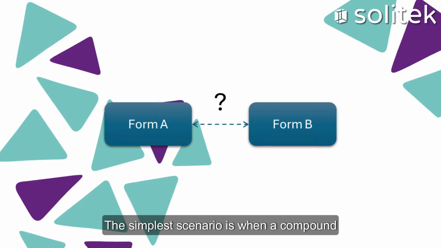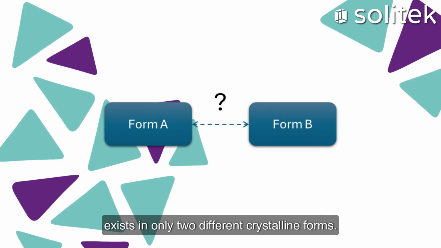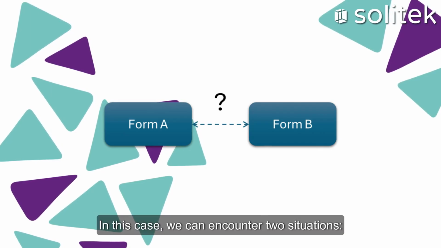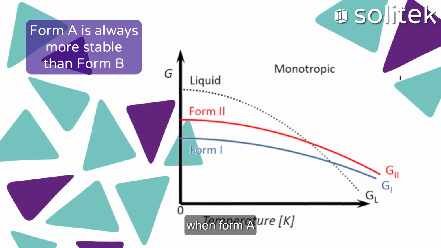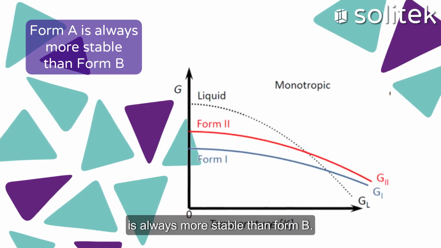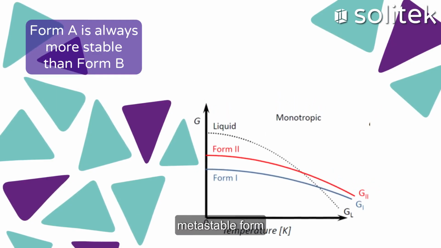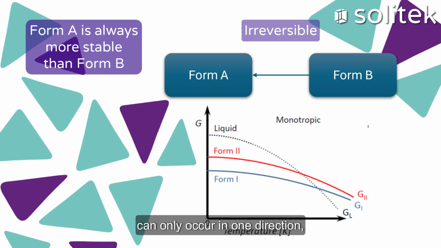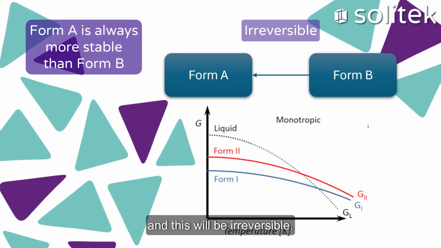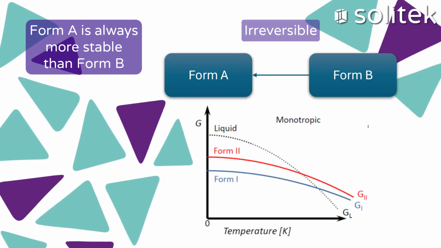The simplest scenario is when a compound exists in only two different crystalline forms. In this case, we can encounter two situations. 1. When form A is always more stable than form B. In this case, the transition from metastable form to the most stable form can only occur in one direction, and this will be irreversible. This is called a monotropic system.